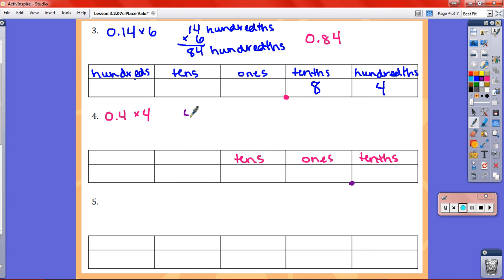Well, 4 times 4 is 16, but it's 4 tenths times 4, so our answer is 16 tenths. So that 6 goes in the tenths column, but the overflow has to move over to the next column, so we get a 1 in the ones column and a 6 in the tenths column. So 16 tenths is the same as 1 and 6 tenths.